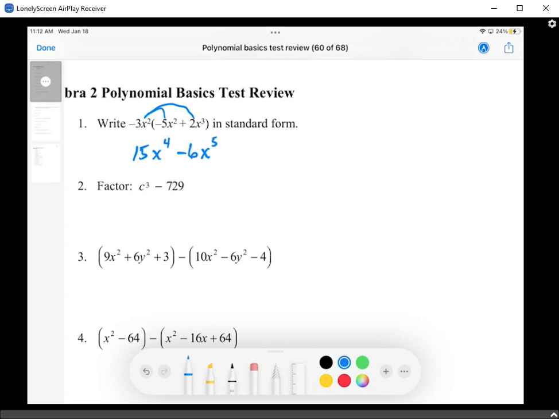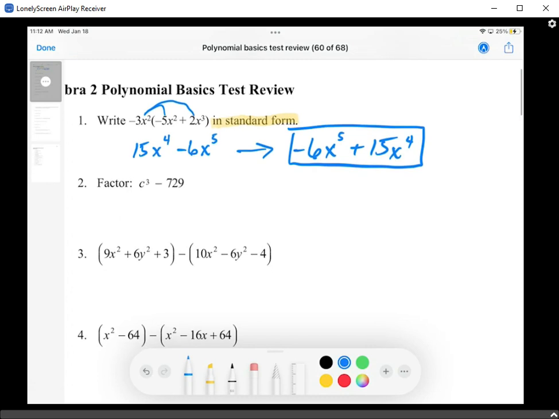But wait, we're not finished because this problem is asking us to do it in standard form. Standard form, you've got to remember, means we're going from larger exponents down to smaller exponents. So for our final answer, we take that answer we just got and swap the order of the terms so that x to the fifth comes first. Negative 6x to the fifth is first, plus 15x to the fourth.